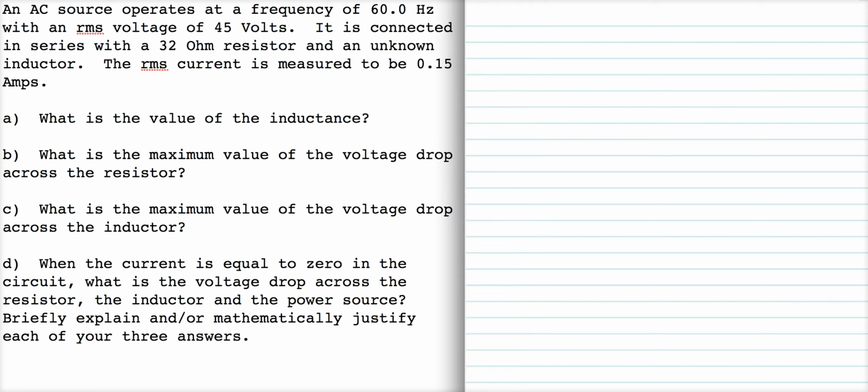We have an AC circuit. It's an RLC series circuit with just a resistor and an inductor. We're given the RMS voltage and the RMS current, so let's start there and find the impedance. Okay, so our Ohm's law for this kind of circuit goes like that, and the impedance is therefore the RMS voltage, which is 45 volts, divided by the RMS current, so that's 300 ohms.